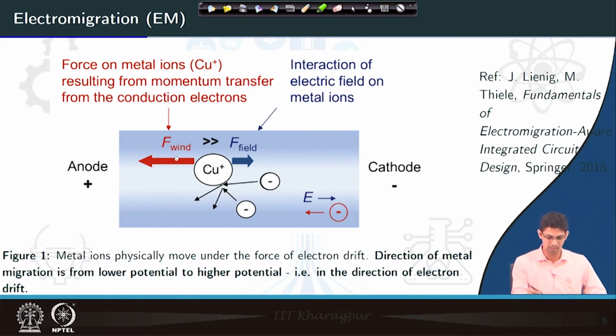Under the action of this electron, this is called F wind. This is the force on metal ions resulting from momentum transfer from the conduction electron. Under this action there would be this migration of copper. Note that here the direction of metal migration is from lower potential to higher potential, that is in the direction of electron drift. So, if I have a conductor like this, and I have a positive voltage applied from right to left, the migration of your ions would be towards the left.